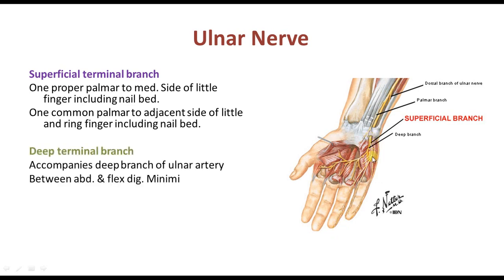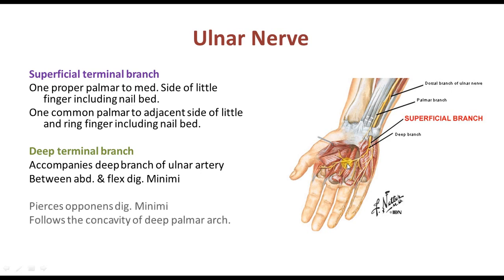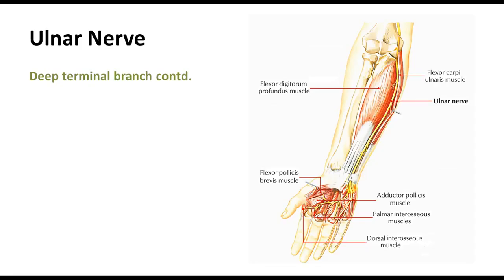Coming to the deep terminal branch, it accompanies the ulnar artery between the abductor digiti minimi and flexor digiti minimi. So that is the hypothenar muscles. So it is going to supply by passing deep to these muscles and supplies those muscles. Then it will pierce the opponens digiti minimi and it will follow in the concavity of the deep palmar arch.